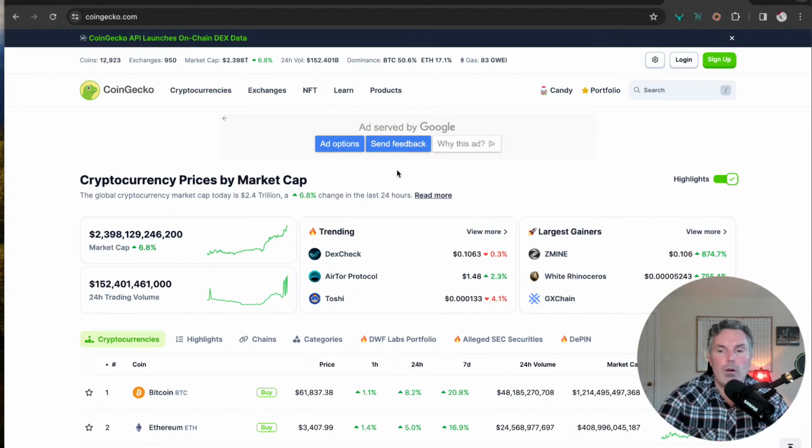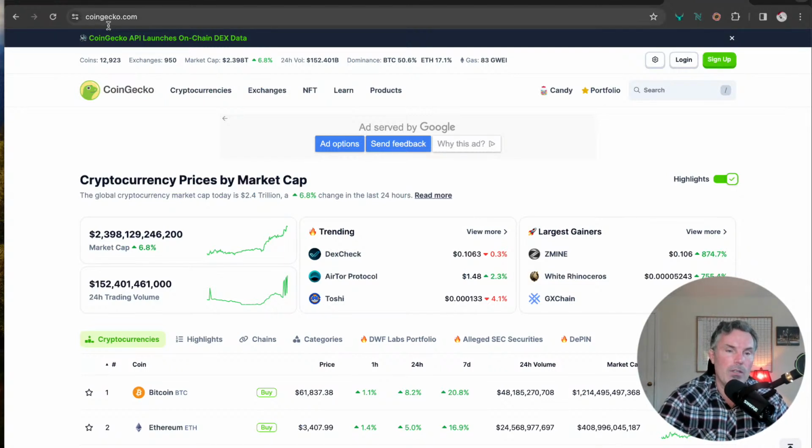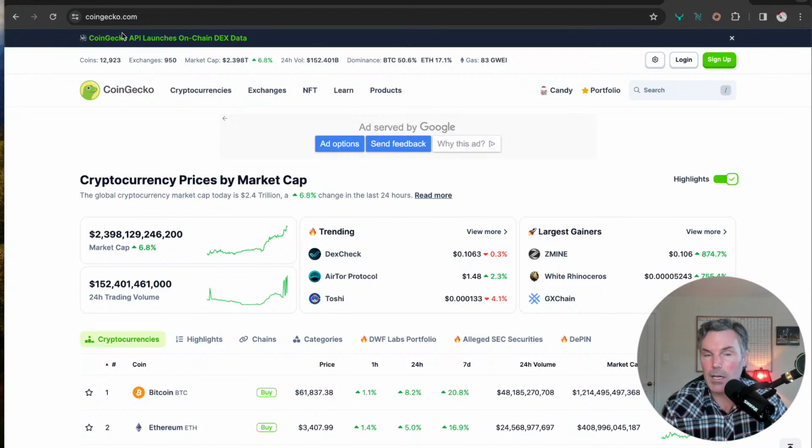So we're now on CoinGecko. There's another website called coinmarketcap.com. I think that's a little bit more of a brand, a little bit more popular. CoinGecko is one I really like.